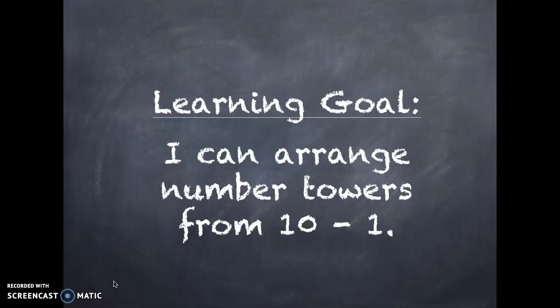You know, our learning goal said I can arrange number towers from 10 to 1. And if we keep in mind that one less is just one smaller every single time, that will help us arrange the towers the right way.